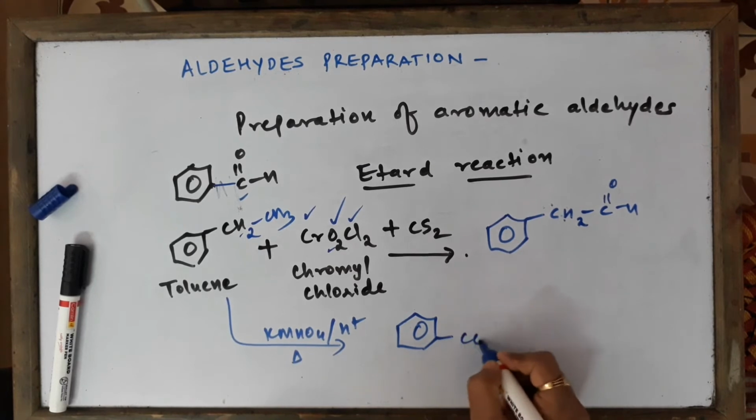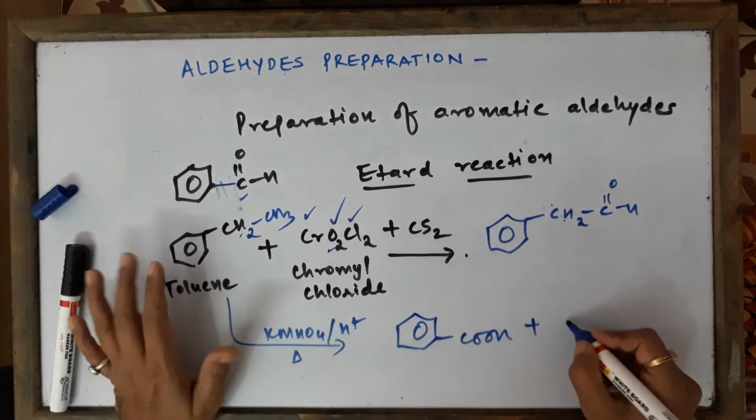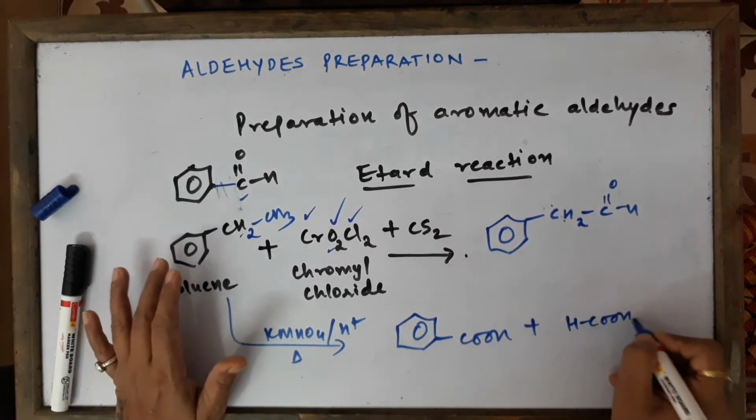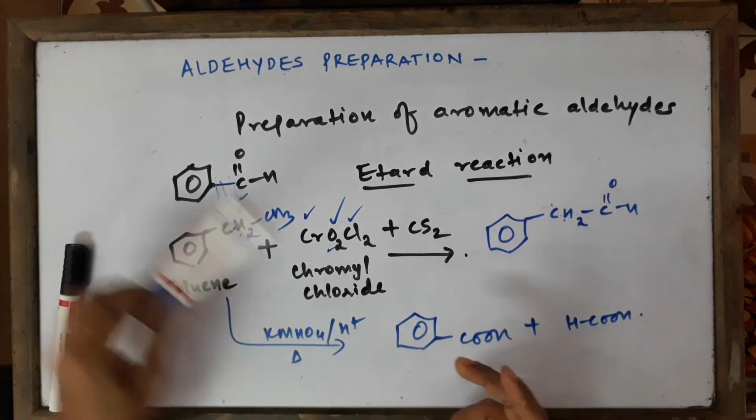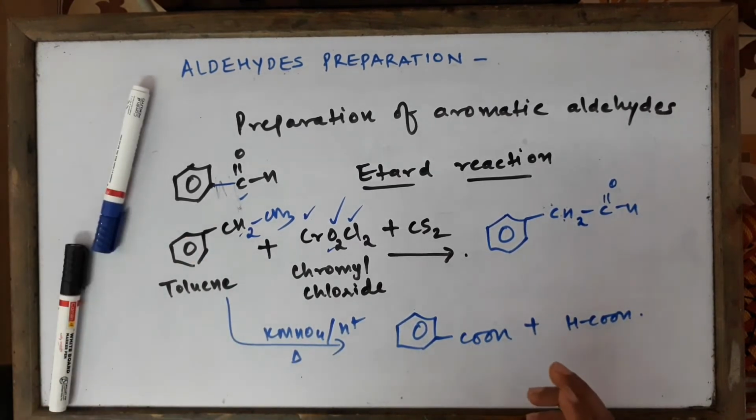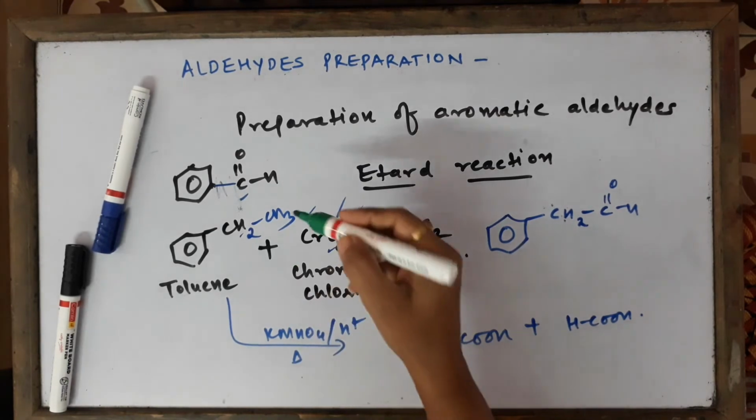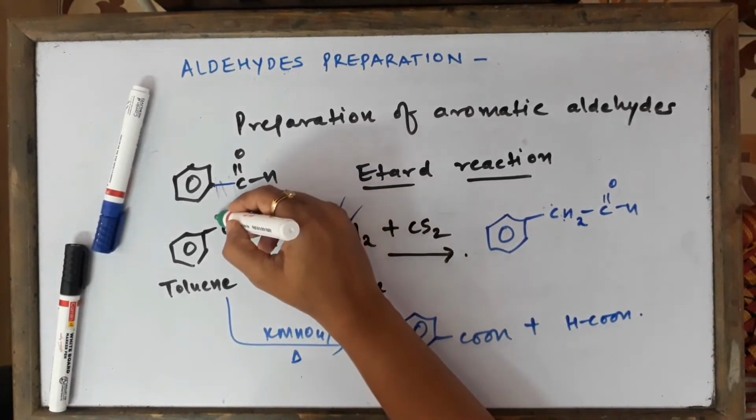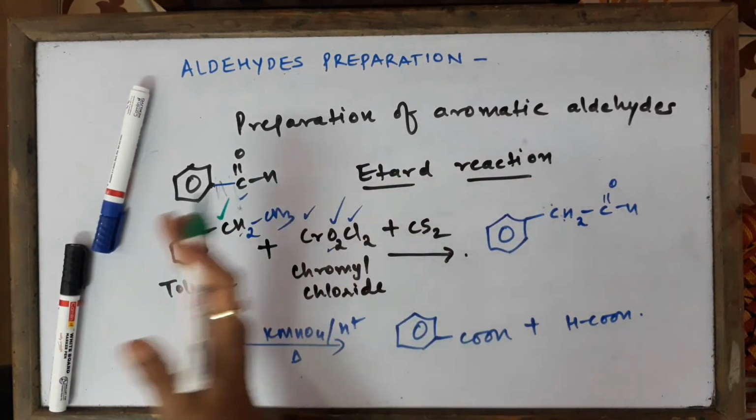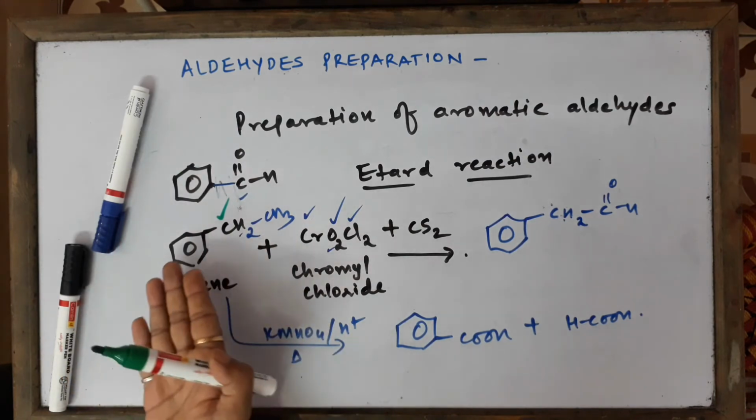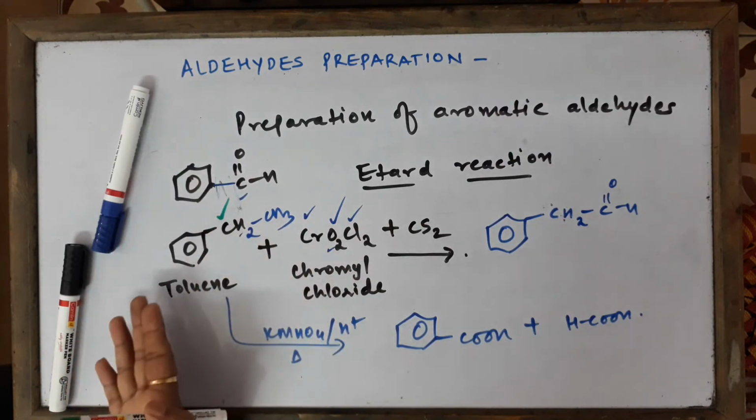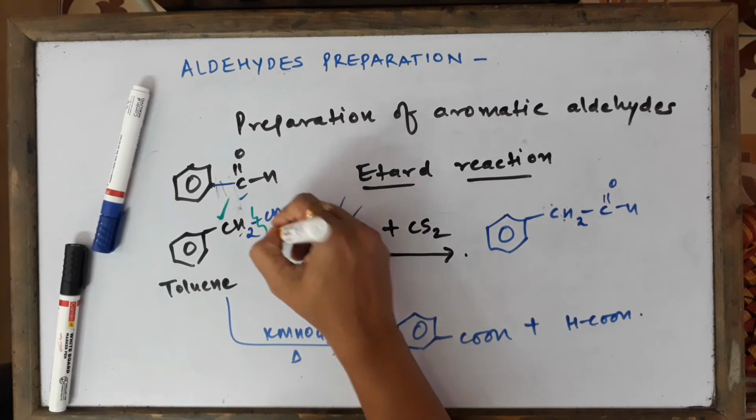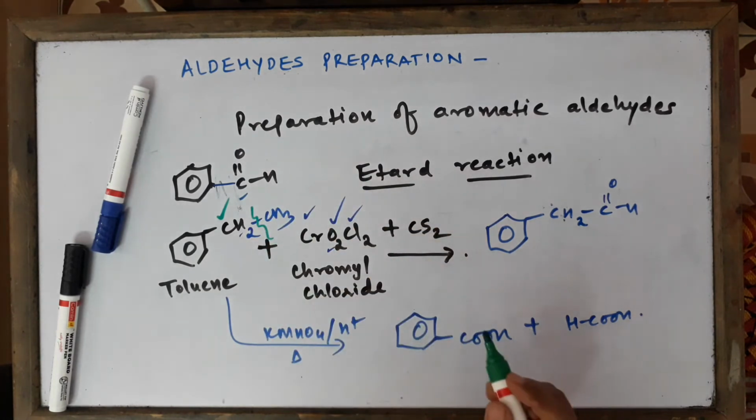COOH plus HCOH. So what happens is that potassium permanganate is so strong that when it attacks the side chain, it's going to just let the first carbon remain attached to the benzene ring. So only the first carbon, the benzylic carbon, remains attached to the benzene ring, and the remaining fragment just breaks out. So you're going to get two fragments basically.